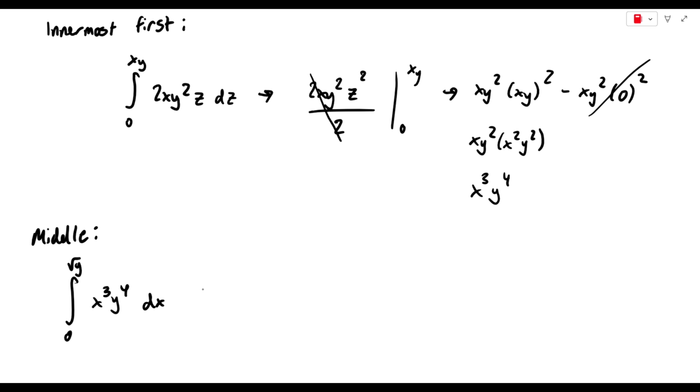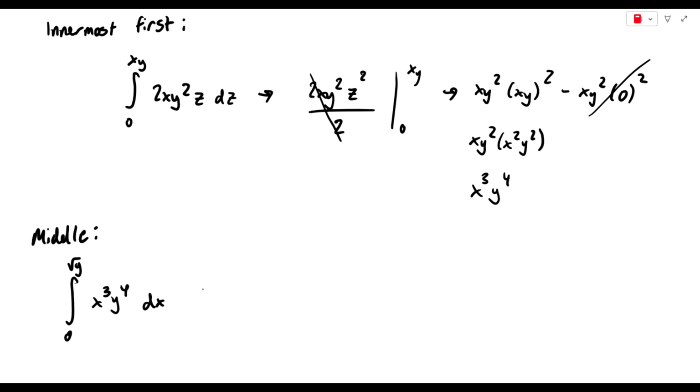Moving on to the middle integral, you now take your answer for the first one, which is what we just got, x cubed y to the fourth, and put it in the middle integral. So now we have the integral from 0 to the square root of y of x to the third y to the fourth dx. It's dx since our original order of integration was dzdxdy, so we're just taking the middle differential this time. This means we integrate with respect to x.